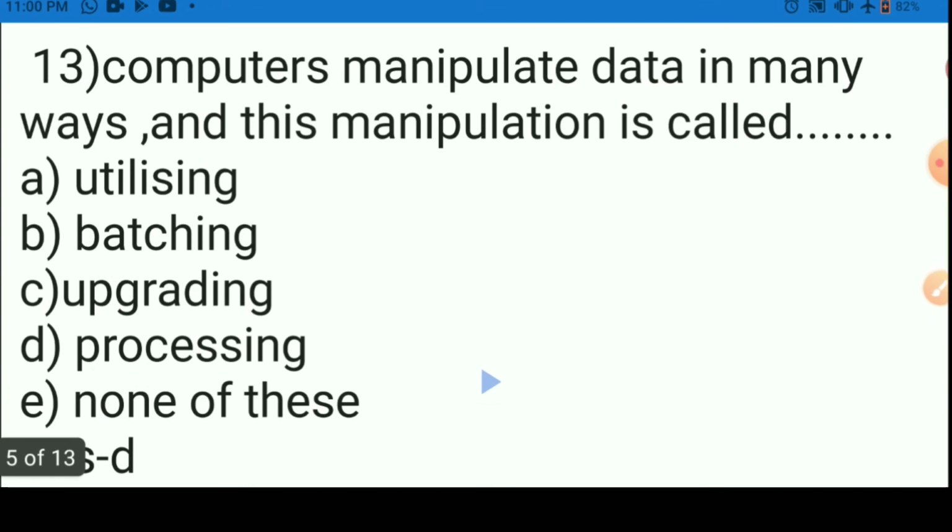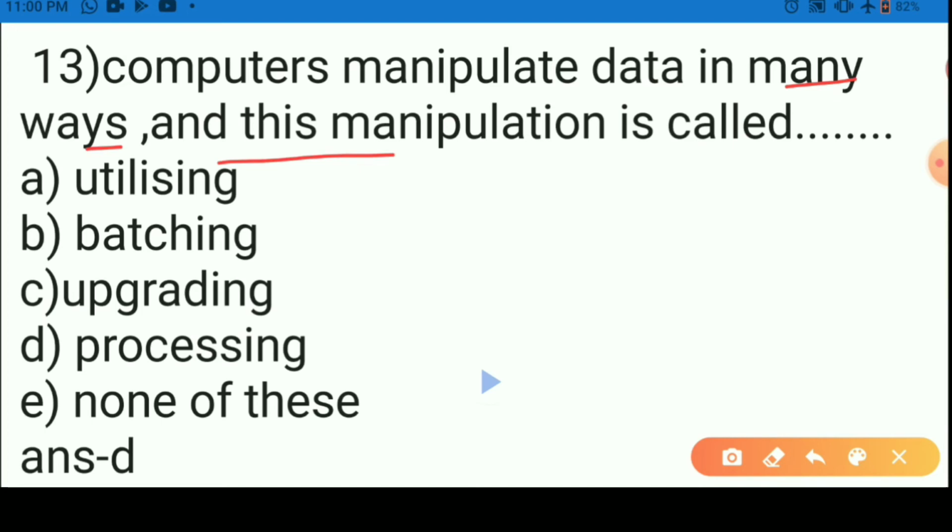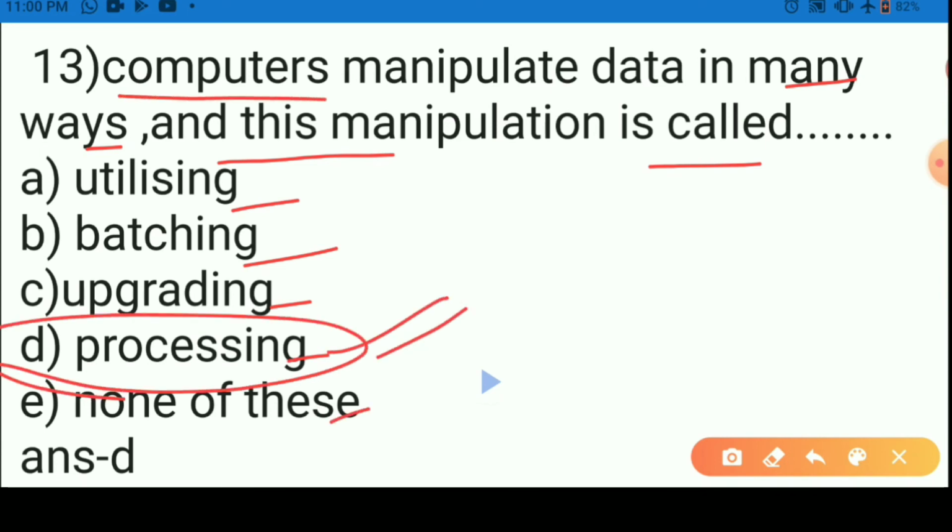13. Computers manipulate data in many ways and each manipulation is called utilizing, batching, upgrading, processing, none of this. Processing. Right answer is option D, processing. Computers manipulate data in many ways and this manipulation is called processing.